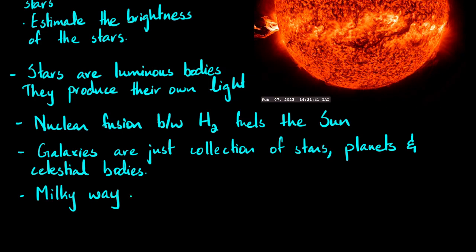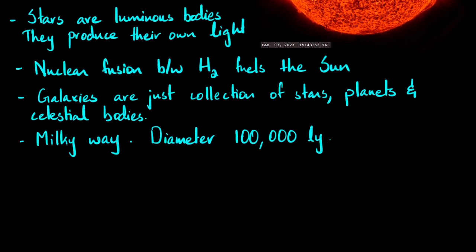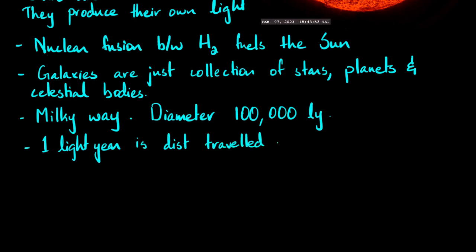So the diameter of this galaxy in which we are is 100,000 light years, right? So what exactly is a light year? Let me just talk about this. A light year, as the name says, is quite self-explanatory. So 1 light year is the distance traveled by light if it traveled for a year, right?